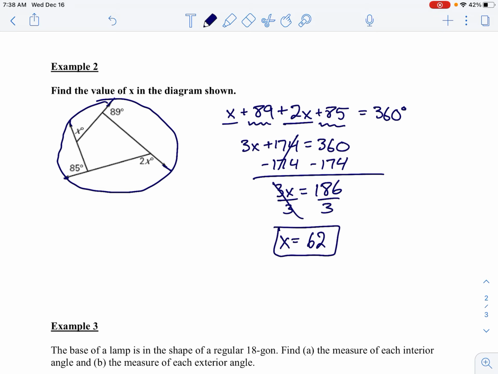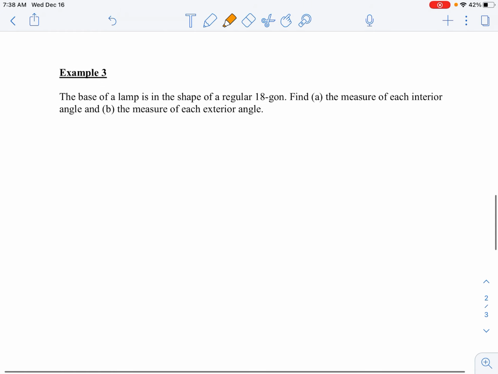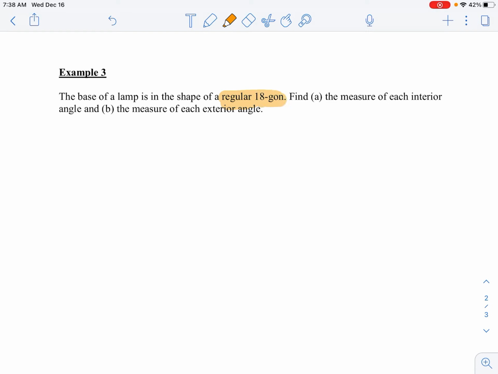So the big thing here is making sure we know that these exterior angles will add up to equal 360 degrees. Example 3, and I believe this is our last one actually. It says the base of the lamp is in the shape of a regular, that's a big word, regular 18-gon. Find A, the measure of each interior angle, and B, the measure of each exterior angle.